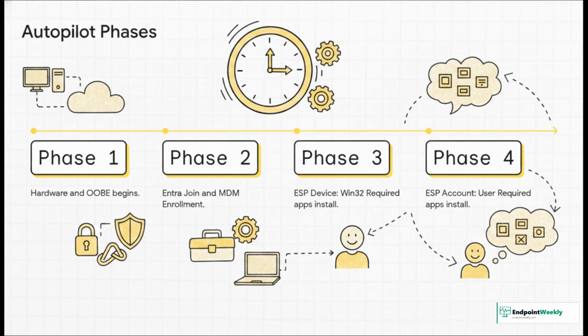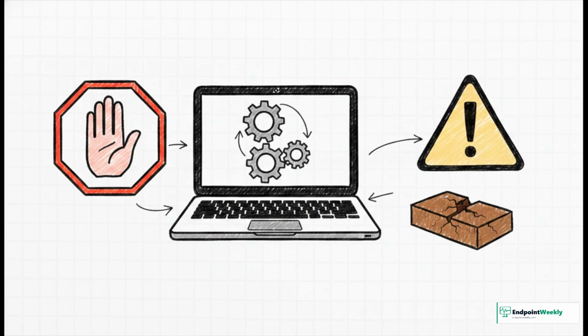After the initial Entra join, you hit the Enrollment Status Page, or ESP. Now, Win32 device-targeted required apps deploy during the device phase. It is only after this, when the user actually signs in, that user-targeted required apps deploy during the account phase. You've got to align your app assignments with this exact sequence. To enforce this timeline, you use the ESP setting to block the device until all required apps are installed.